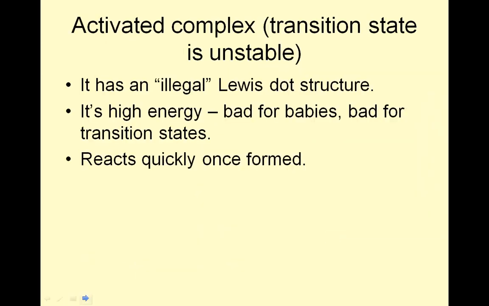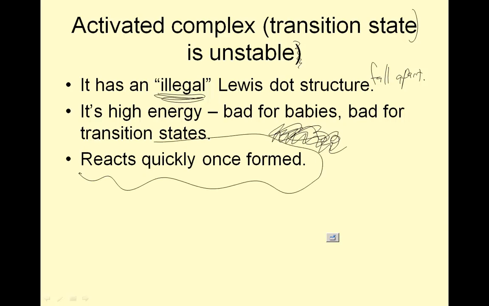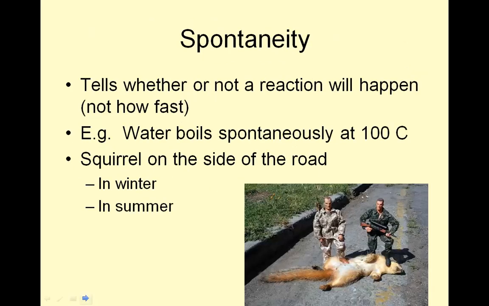Activated complex, which is a transition state, is unstable. It has an illegal Lewis dot structure, so it's not one you would expect to actually work, so it's going to fall apart quickly. So it's high energy, bad for babies, and bad for transition states. So if you think about something that's being shaken all the time, it's going to fall apart. That's why earthquakes knock down buildings. And that means it will react quickly because it's such high energy. It turns into something else.